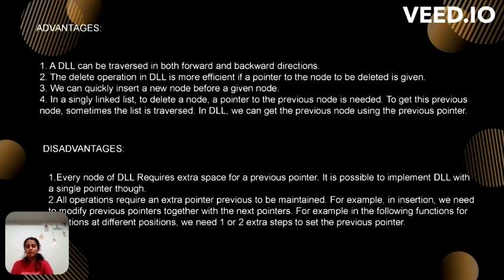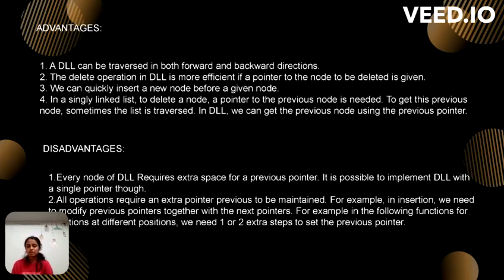Here are a few advantages and disadvantages of doubly linked list. A doubly linked list can be traversed in both forward and backward directions. The delete operation in a doubly linked list is more efficient if a pointer to the node to be deleted is given. We can quickly insert a new node before a given node. In a singly linked list, to delete a node, a pointer to the previous node is needed. To get this previous node, sometimes the list is traversed. In a doubly linked list, we can get the previous node using the pointer previous.